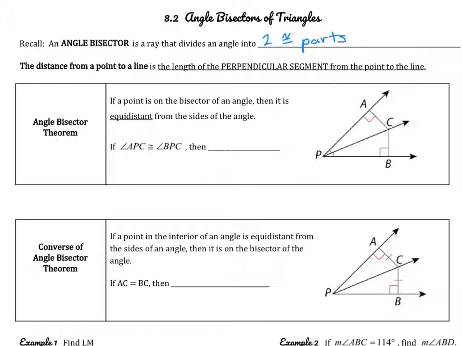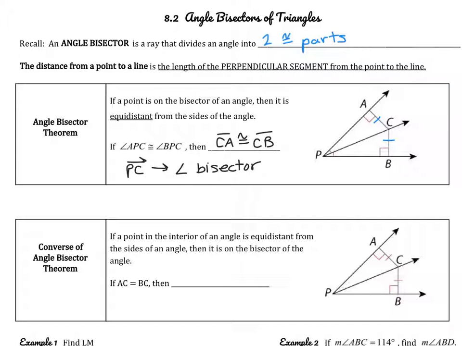The angle bisector theorem states that if a point is on the bisector of an angle, then it is equidistant from the sides of that angle. So look at this picture. I see that ray PC is our angle bisector. I know that because I see that there are two congruent parts made from ray PC. So I know that C is on my angle bisector. That means that point C is equidistant to the sides of my angle. So that means that segment CA is congruent to segment CB.